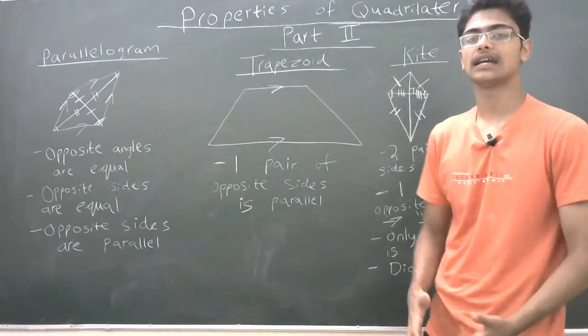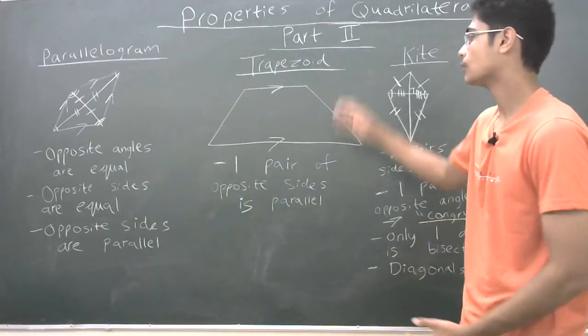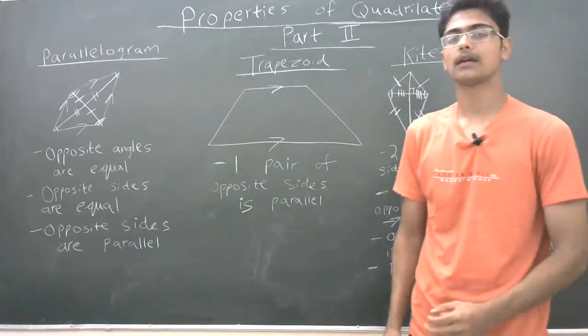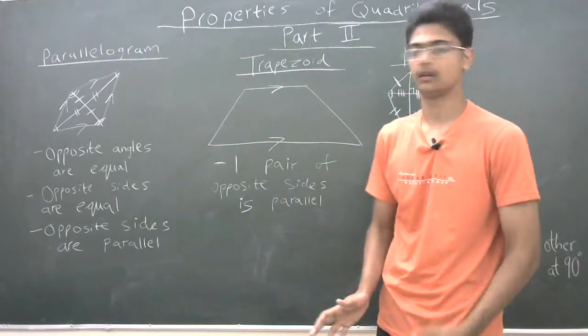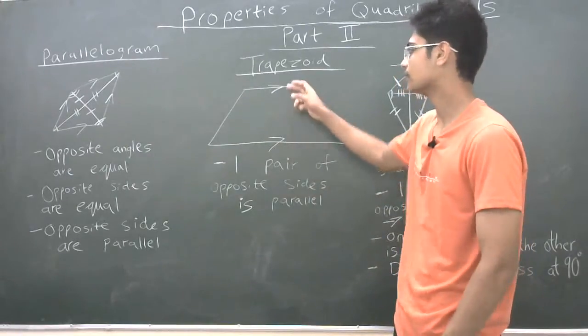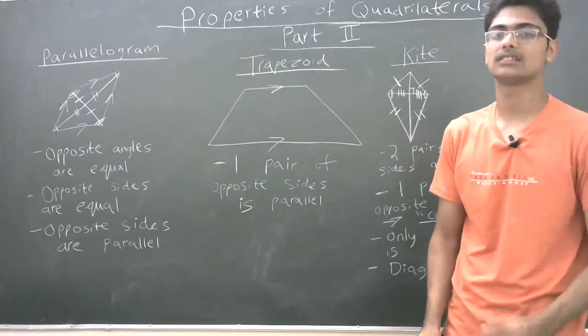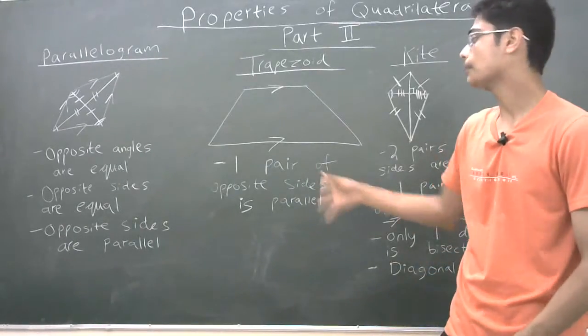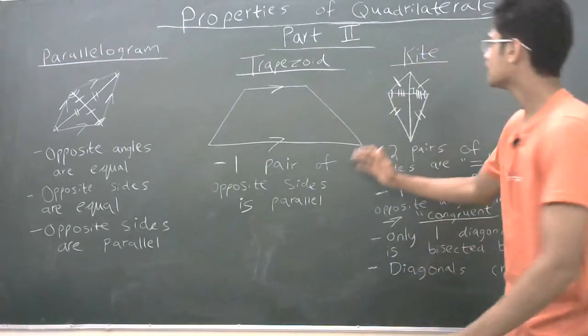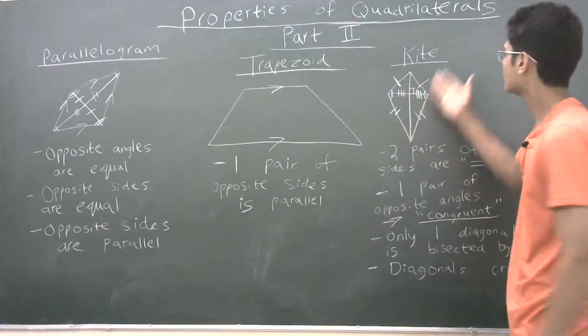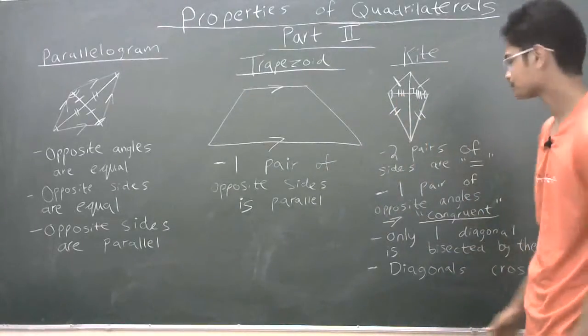But the main property that I really want to tell you is that with a trapezoid, one pair of opposite sides is parallel. And really, you can see here that there is exactly one set of opposite sides that is parallel. And then moving on to the third one, we have a kite, as you can see here.